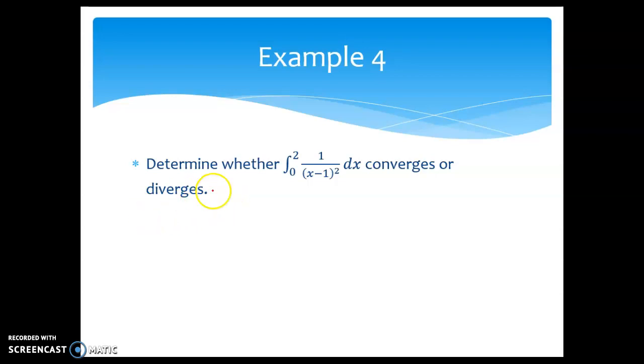So in our last problem, we want to determine the integral from 0 to 2 of 1 over x minus 1 squared dx. We want to know whether it converges or diverges. So here we have the integral from 0 to 2. We're going to partition it into the integral from 0 to 1 of 1 over x minus 1 squared, plus the integral from 1 to 2 of 1 over x minus 1 squared dx.